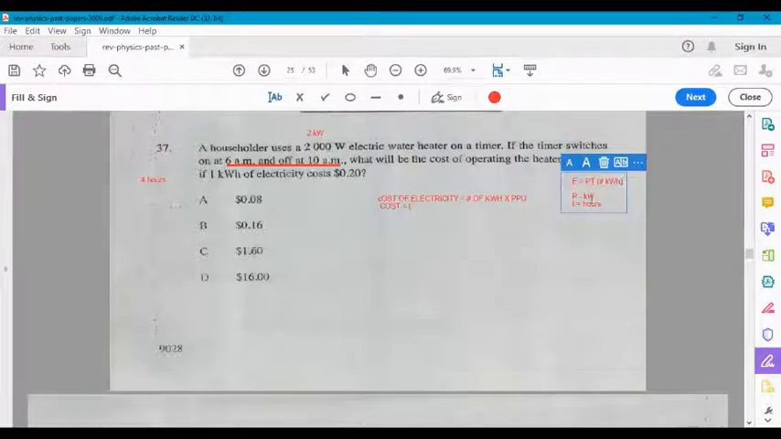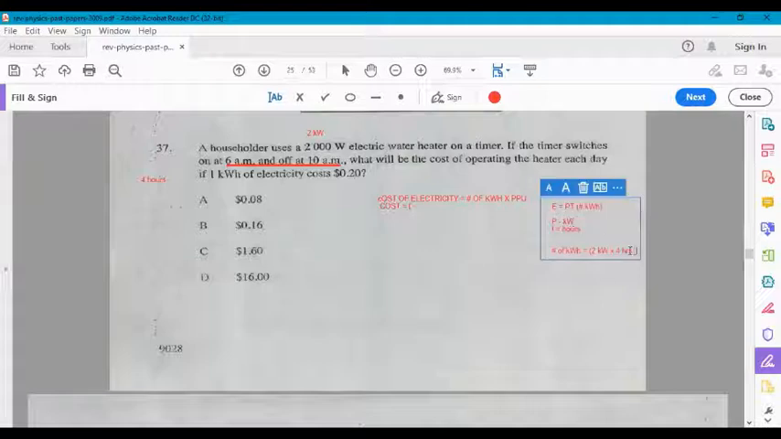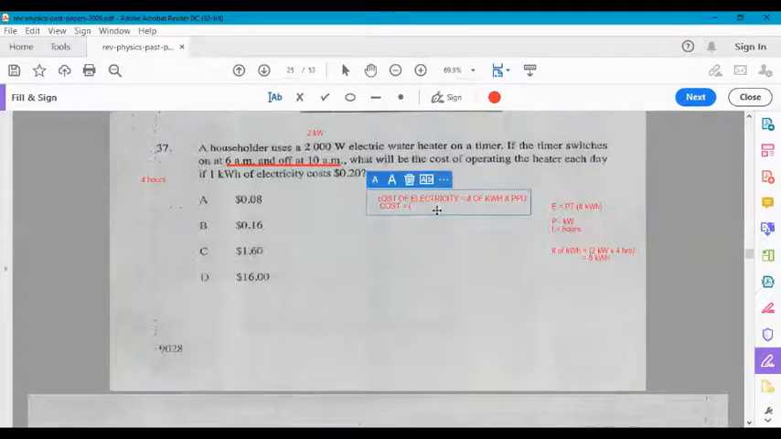Okay, so our number of kilowatt hours is going to be our power in kilowatts multiplied by our time in hours. So I'm going to work that out on the side here. Number of kilowatt hours is equal to 2 kilowatts multiplied by 4 hours, which is going to give us 8 kilowatt hours. Remember, kilowatt hours is a unit of energy, okay?